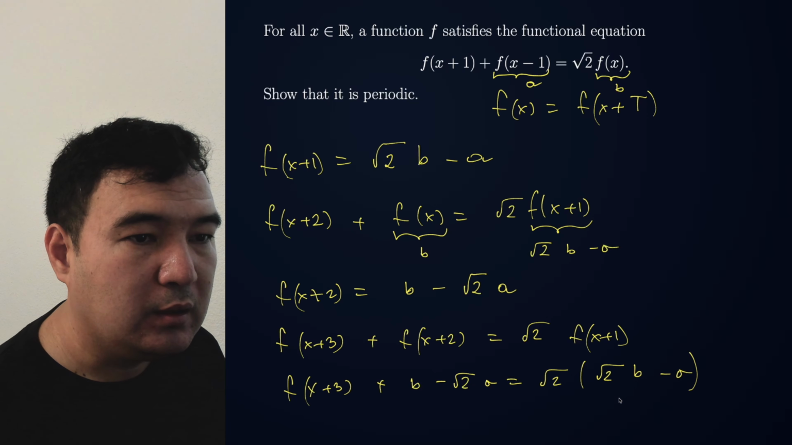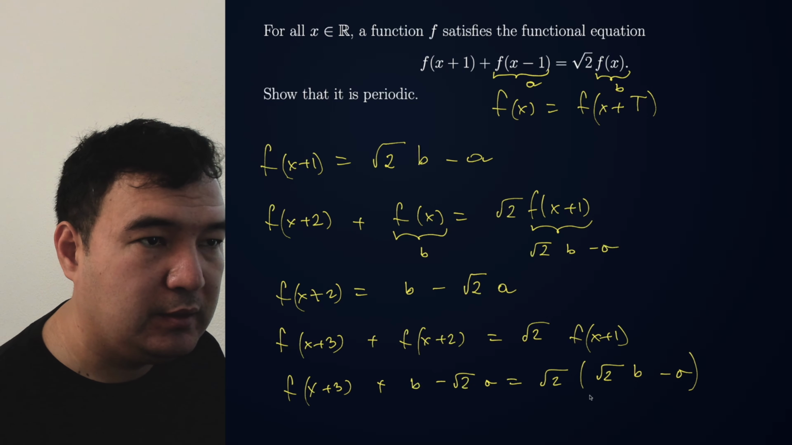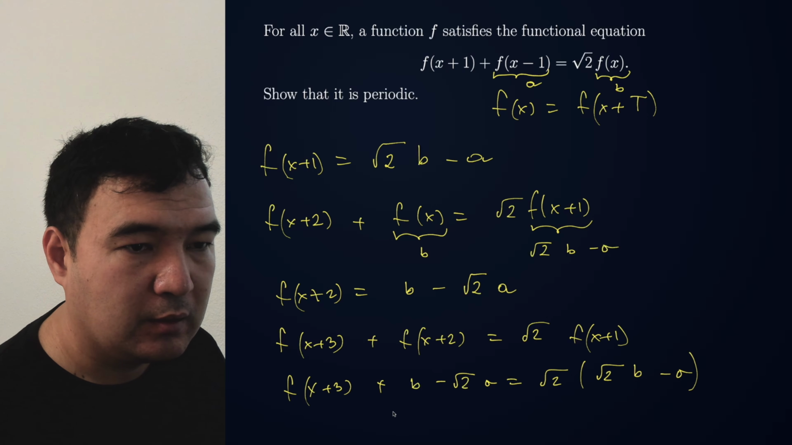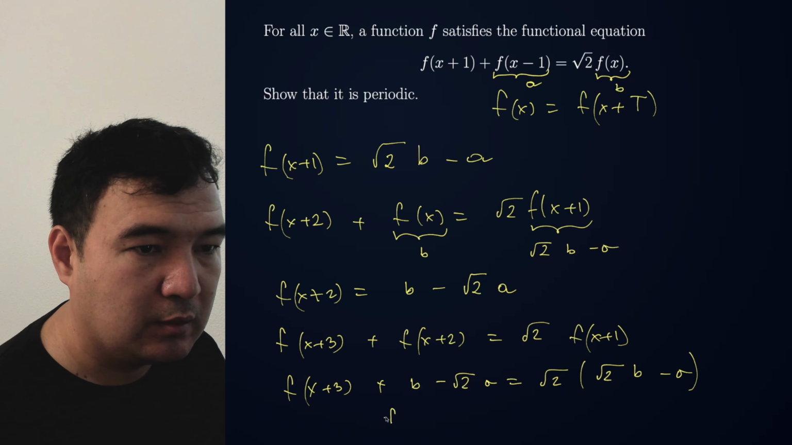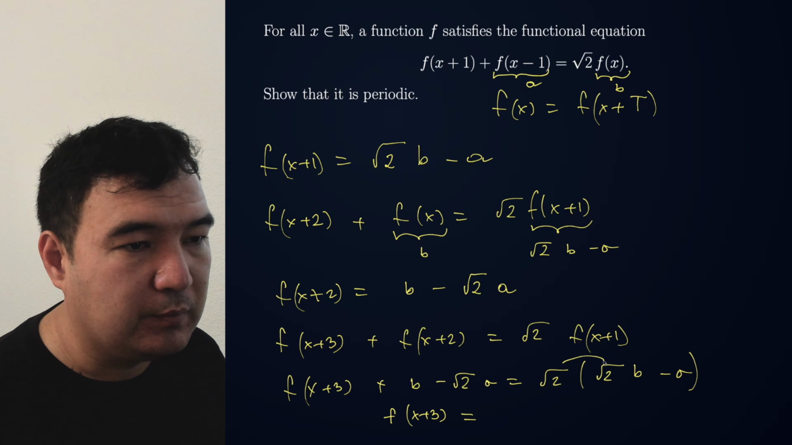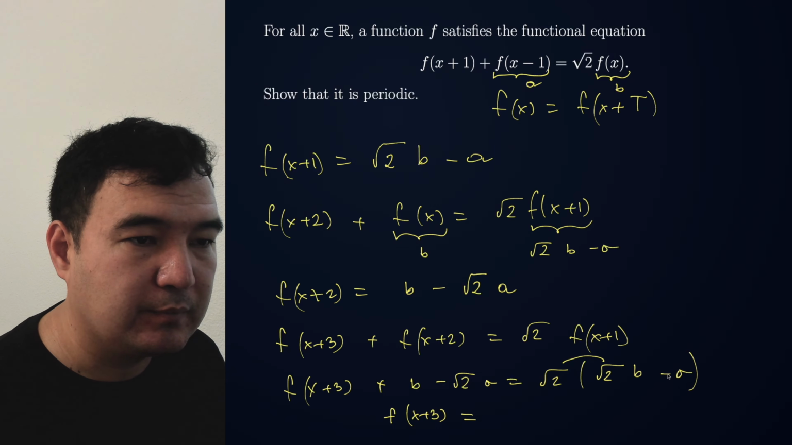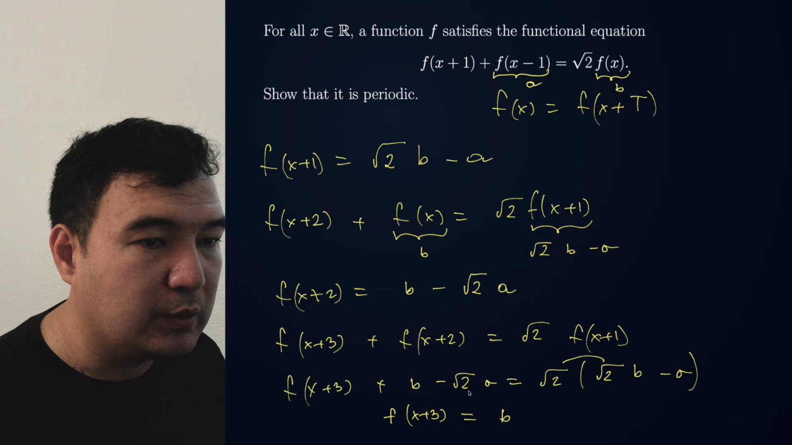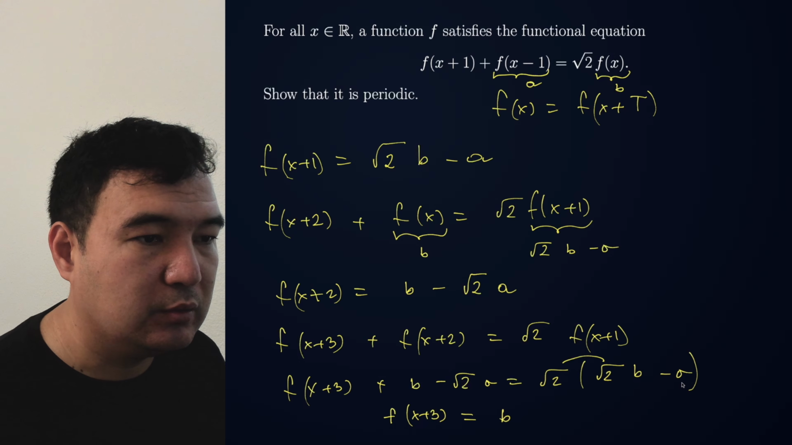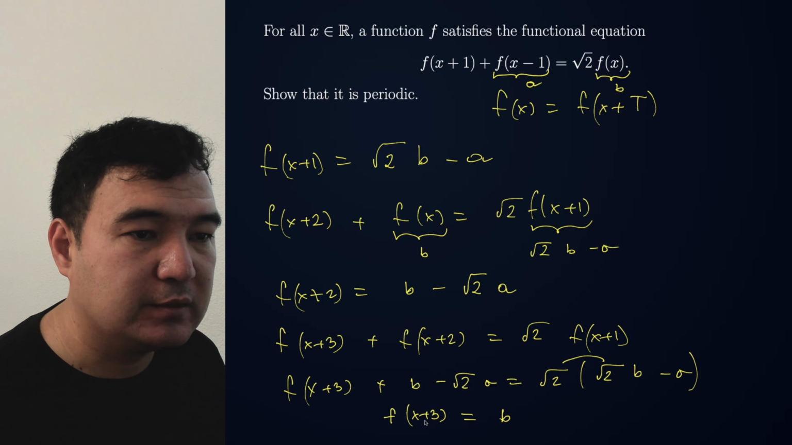Now if we open the parentheses here, we can get that f of x plus 3 is, if you multiply here, you get 2b minus square root of 2a, and the square root of 2a terms get cancelled, and then f of x plus 3 is equal to b.